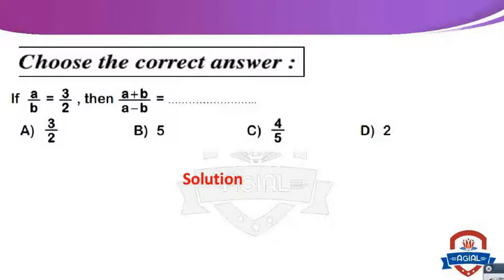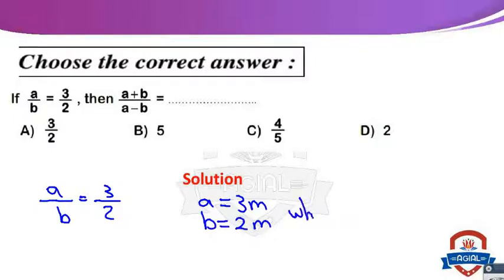Example number 1, choose the correct answer. If A over B equals 3 over 2, then A plus B over A minus B? At first, A over B equals 3 over 2. By using the properties, then A equals 3m, B equals 2m, where m is constant, not equal 0. Okay?